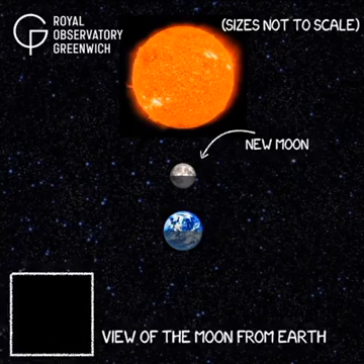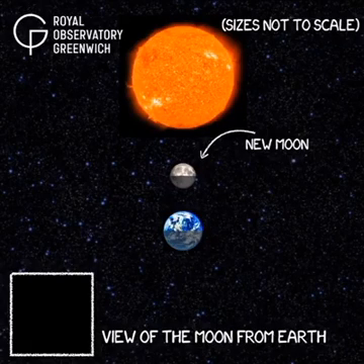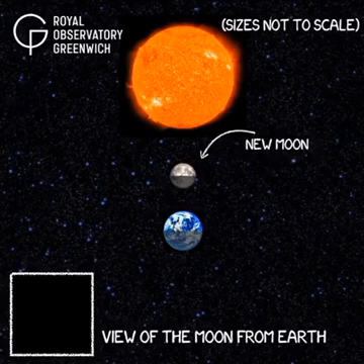The Moon doesn't always look the same shape in our sky. The phase of the Moon is determined by where the Moon is in its orbit and how much light we can see reflecting off its surface. When the Moon is in between the Sun and the Earth, we can't see the Moon because it's in shadow. We call this the new Moon.